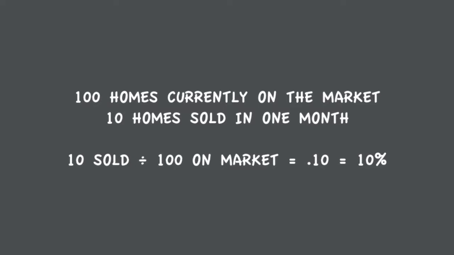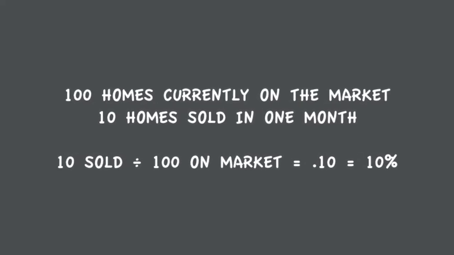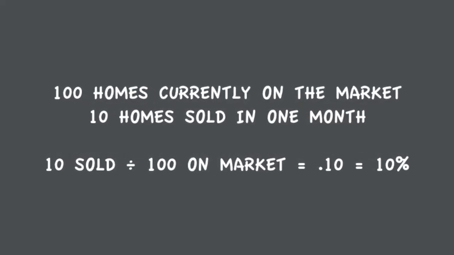For example, suppose a community has 100 homes available on the market to be sold. If buyers close on 10 homes in a month, the absorption rate is 10%. 10 homes divided by 100 available equals 0.10 equals 10%.